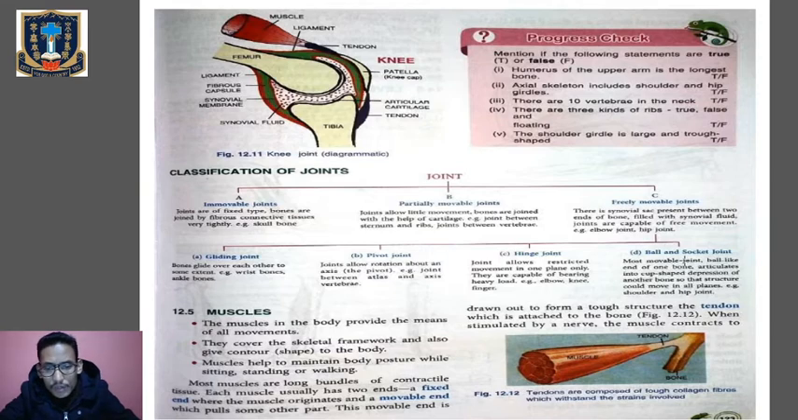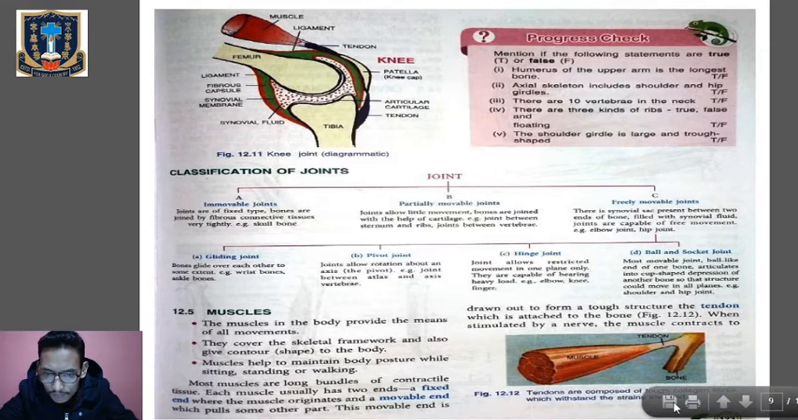Now next, we'll go into the muscles. The muscles in the body provide the means of all movement. They cover the skeletal framework and also give contour shape to the body. They help to maintain the body posture while sitting, standing, or walking. These are the functions of muscles in our body. Most muscles are usually long, look at the figure, and they are made up of contractile tissues which undergo contractions.